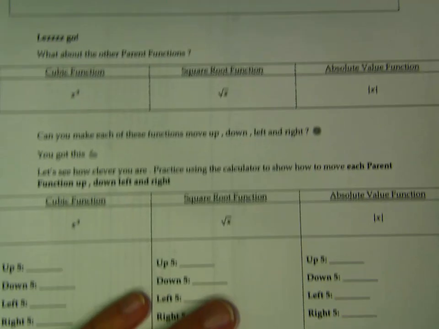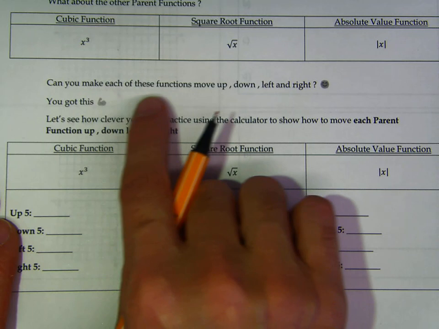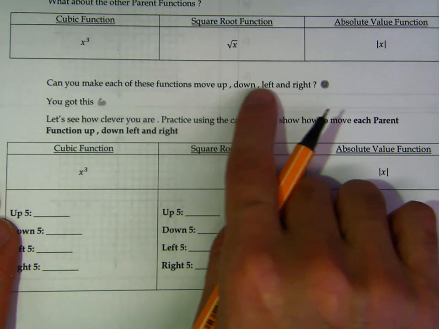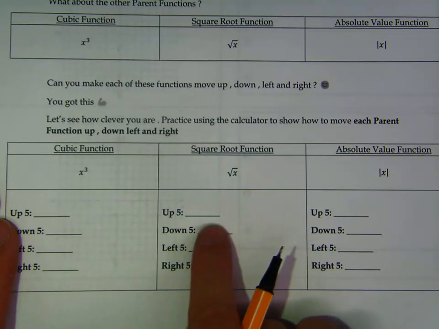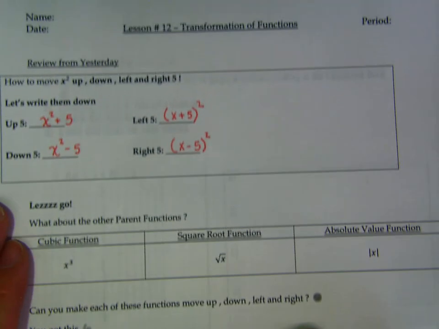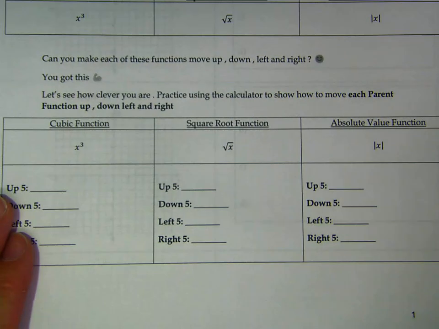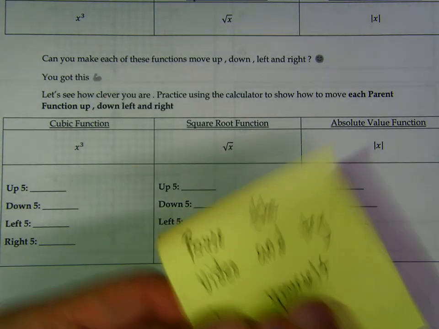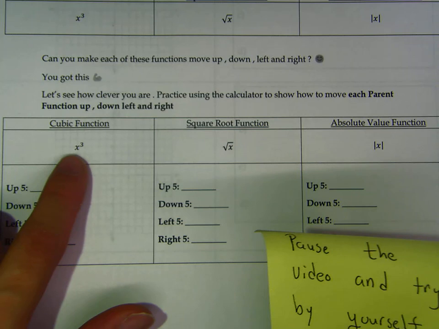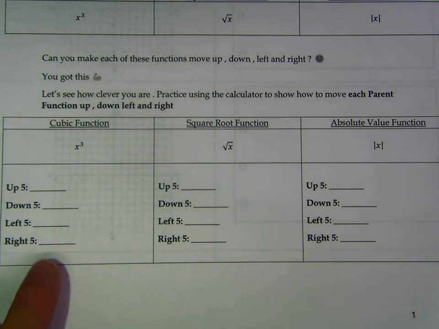Now the question is, can I do it with these functions as well? Can you make each of these functions move up, down, left, and right? You got this, right? Try for each one. And notice it's very similar to the x squared, right? See what you got. Pause the video, right? And for each parent function, move it up, down, left, and right.